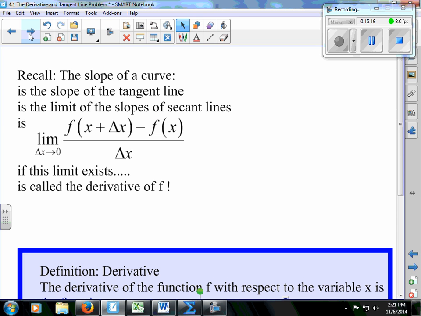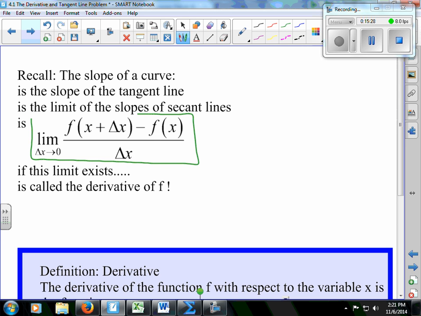So the slope of a curve is the slope of the tangent line. That's the limit of the slopes of secant lines. And that is this difference quotient right here. Except I've done something. I haven't used c. What have I replaced c with? I've replaced c and I've kept it the variable x. Because what I'm doing is finding a formula for the slope of the curve at any x value, not one specific number. This is the derivative.